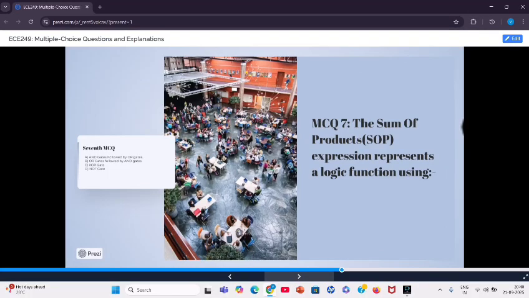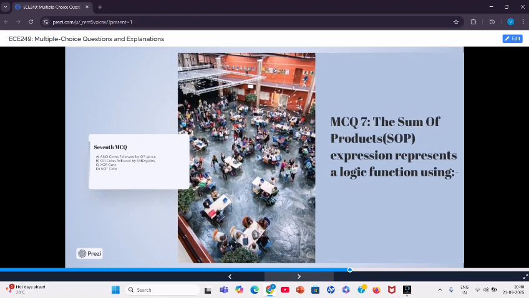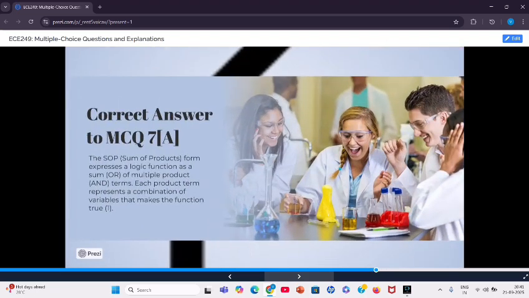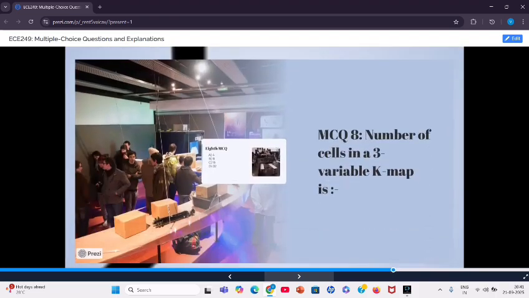Moving on to the 7th question. The sum of products, SOP, expression represents a logic function using option A AND gate followed by OR gate, option B OR gate followed by AND gate, option C XOR gate, option D NOT gate. I hope you have paused the video and guessed the answer right. So the correct answer is option A. SOP forms are expressions that express a logic function as a sum, or OR, of multiple product terms. Each product term represents a combination of variables that makes the function true.